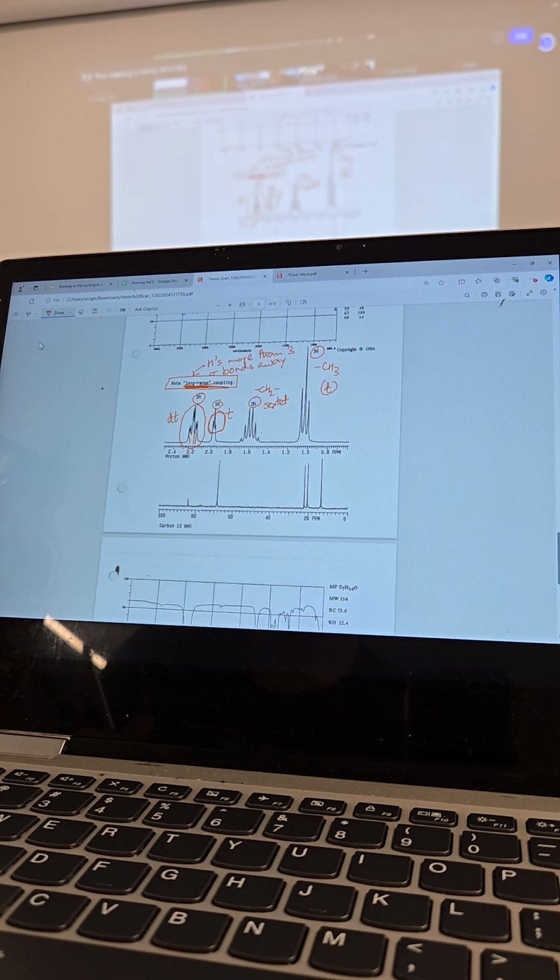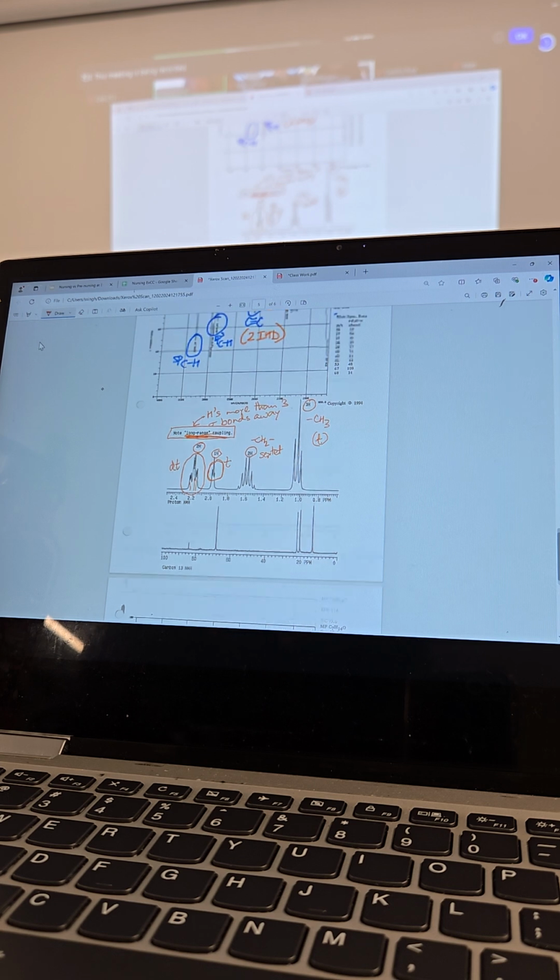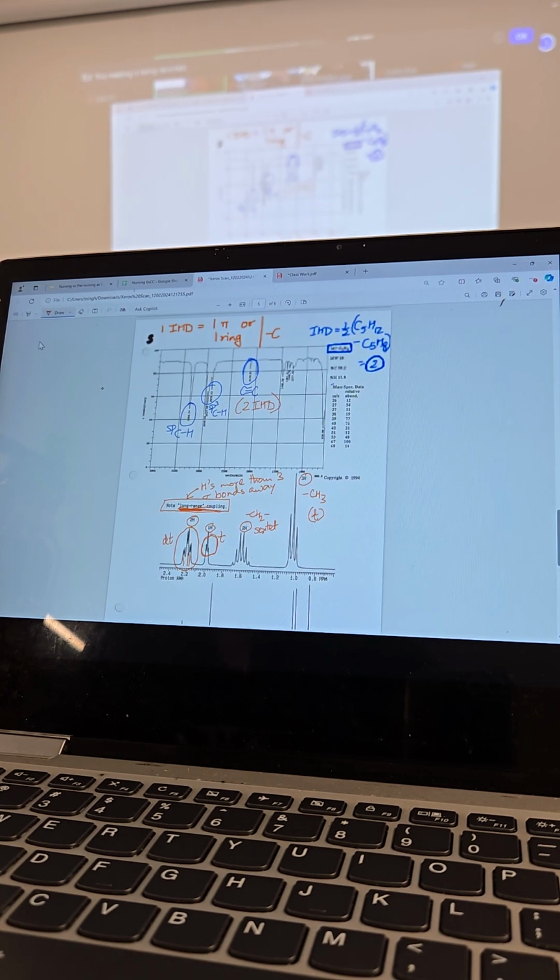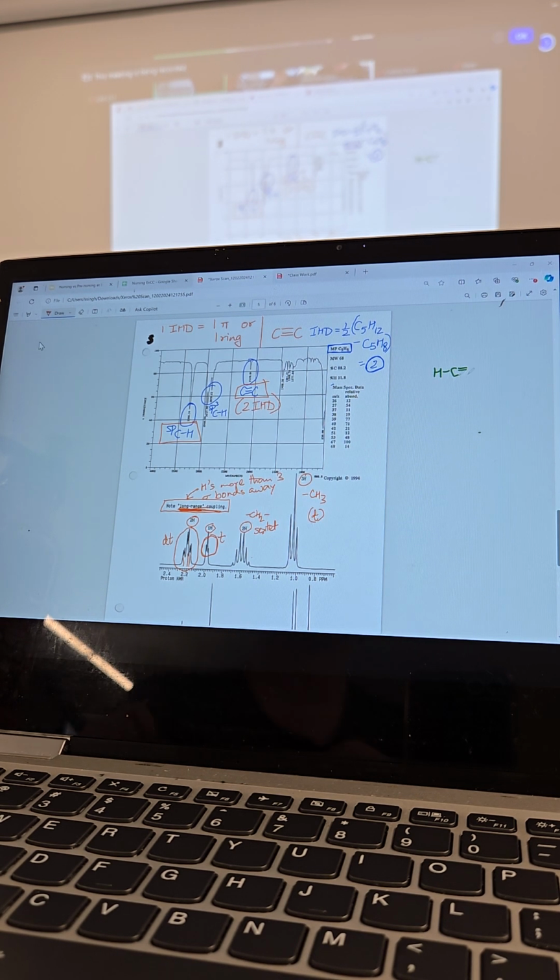So let's see what parts we have so far. We have C5H8, so 5 total carbons. And since we have this bond and this bond, do you guys agree that at least we can say we have a terminal alkyne? So we at least have this part. Right?